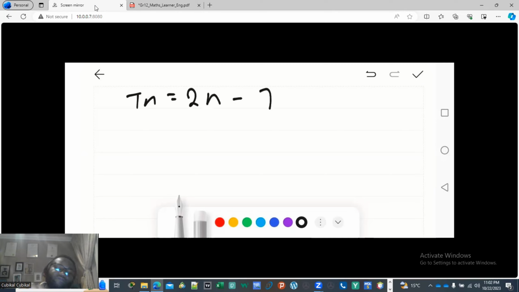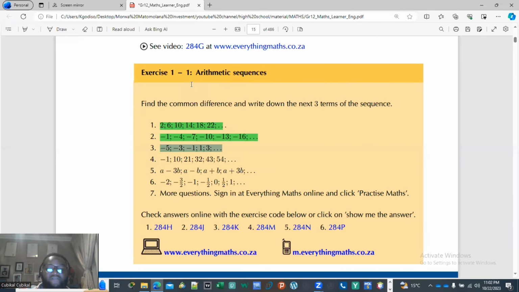2n minus 7. So we're looking for term number 7, if I'm not mistaken. Let's just verify. 2, 4, 5. No, we're looking for term number 6. So in order for us to get term number 6, we're going to say 2 times 6 minus 7, and we're going to get 12 minus 7. And we're going to get our final answer as 5, which is true because when you say 5 minus 3, we're getting 2, which is the common difference.